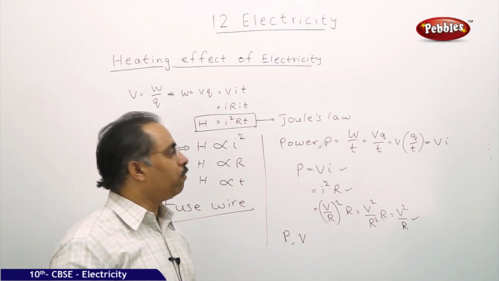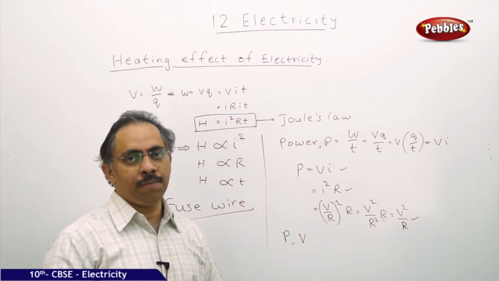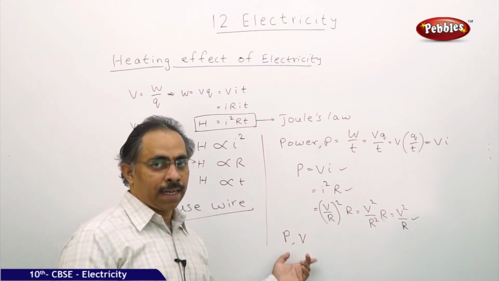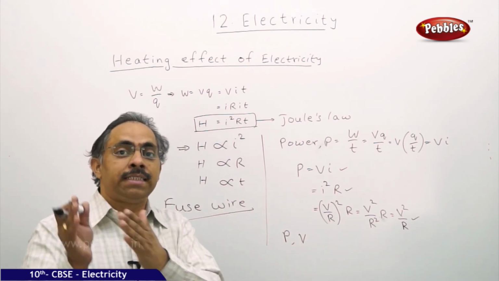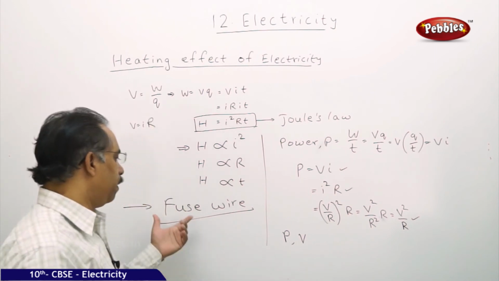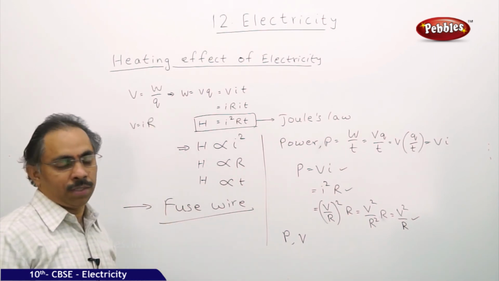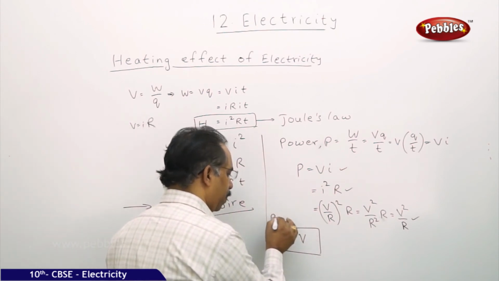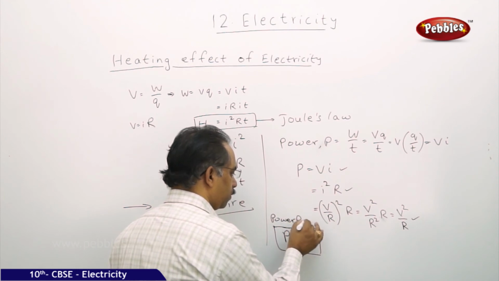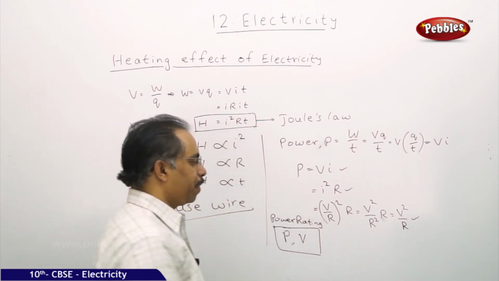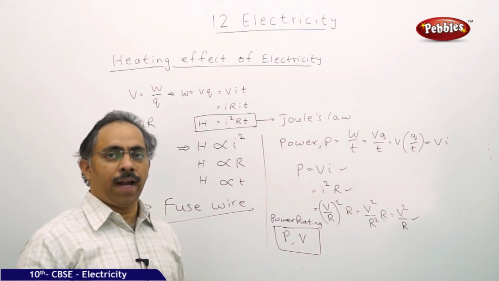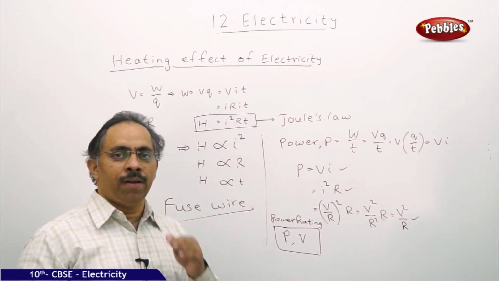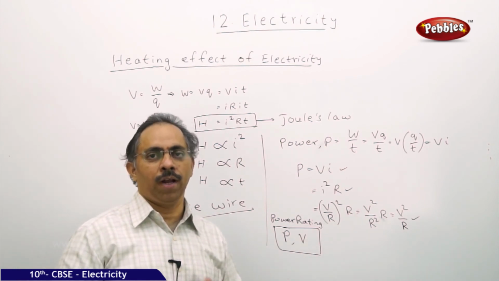Accordingly, we will be able to calculate the current through the device. When you are able to calculate the current, you will be able to find out the safe value of the current, so that you can use the corresponding fuse wire. So these two put together, we call it the power rating. It is generally expressed in watts. We can also express it in kilowatt. 1 kilowatt is 1000 watts.